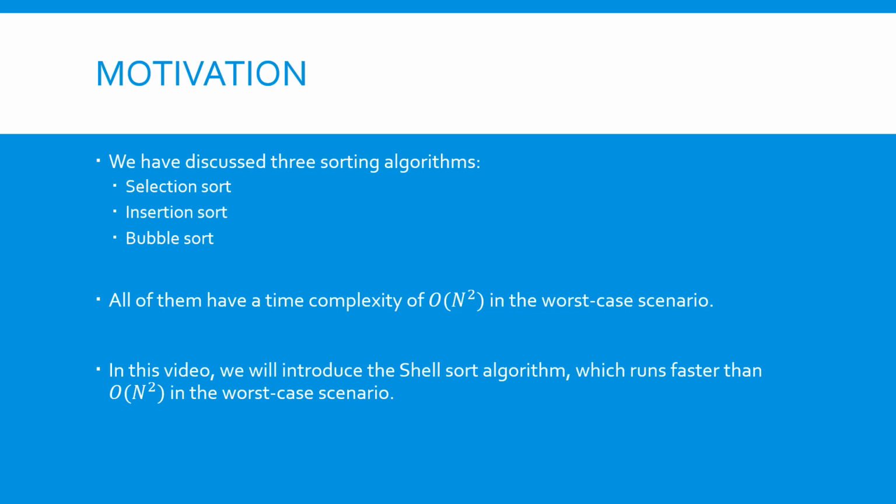In the previous videos, we have discussed 3 sorting algorithms. They are selection sort, insertion sort, and bubble sort. All of them have an O(n squared) time complexity. In this video, we will present another sorting algorithm called shell sort, which can run faster than the existing O(n squared) time.